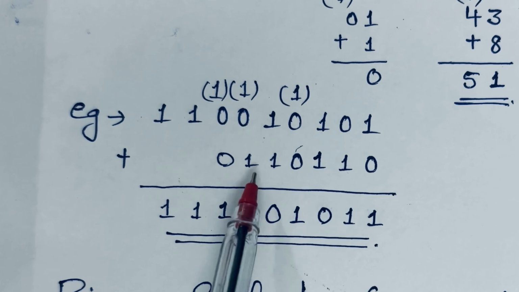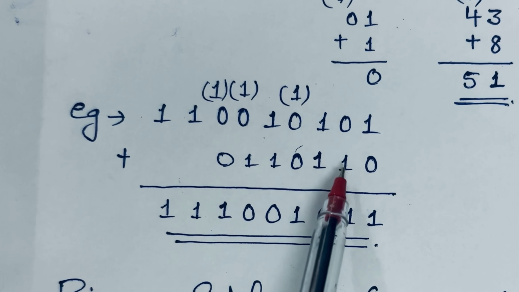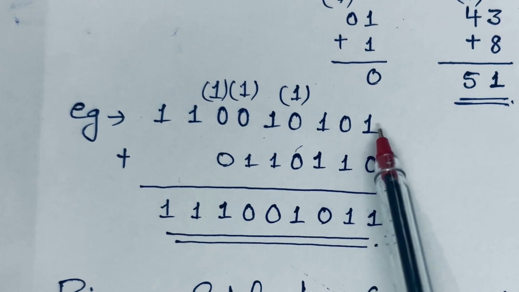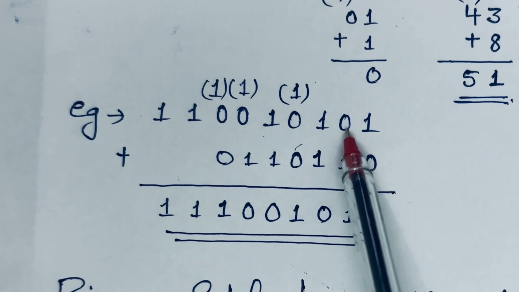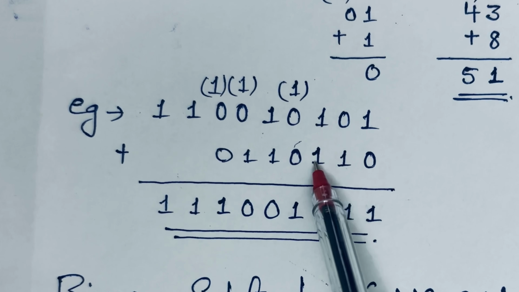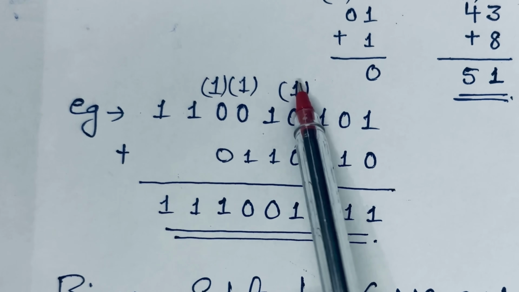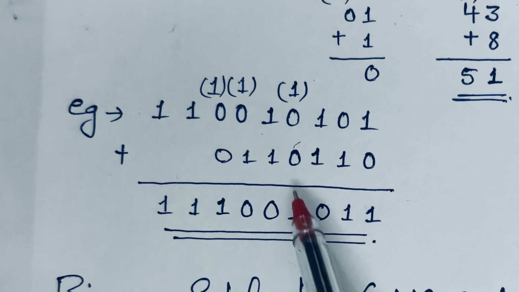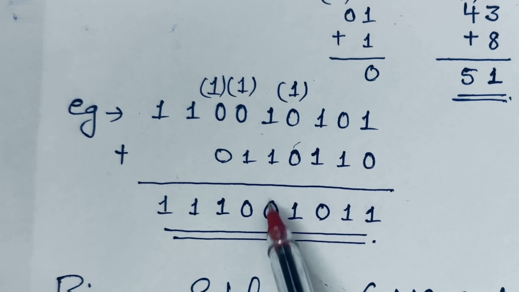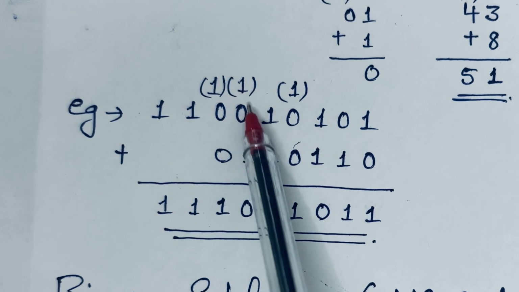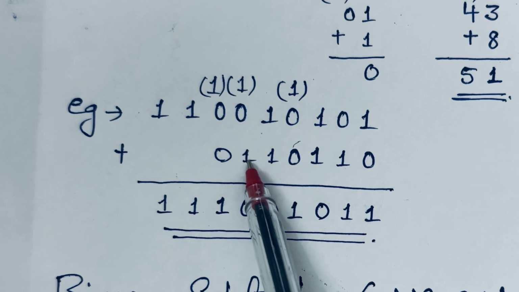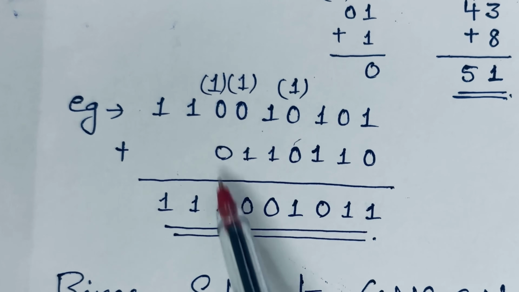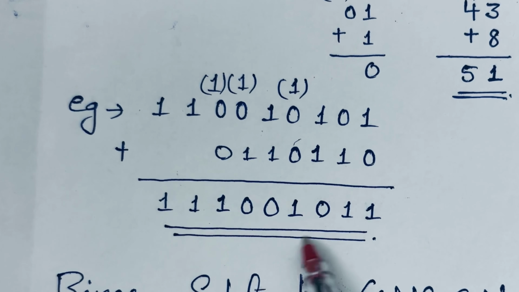Now we will see an example for addition of two binary numbers, 1 1 0 0 1 0 1 0 1 plus 0 1 1 0 1 1 0. Same as in decimal addition, we'll start from the LSBs. 1 plus 0 is 1, 0 plus 1 is 1, 1 plus 1 is 0, carry 1, and this carry 1 plus 0 is 1. Again 1 plus 1 is 0, carry 1, and that 1 plus 0 is 1, then 1 plus 1 is 0, carry 1, 1 plus 0 is 1, 1 plus 0 is 1, then 1 1, and this is the sum.